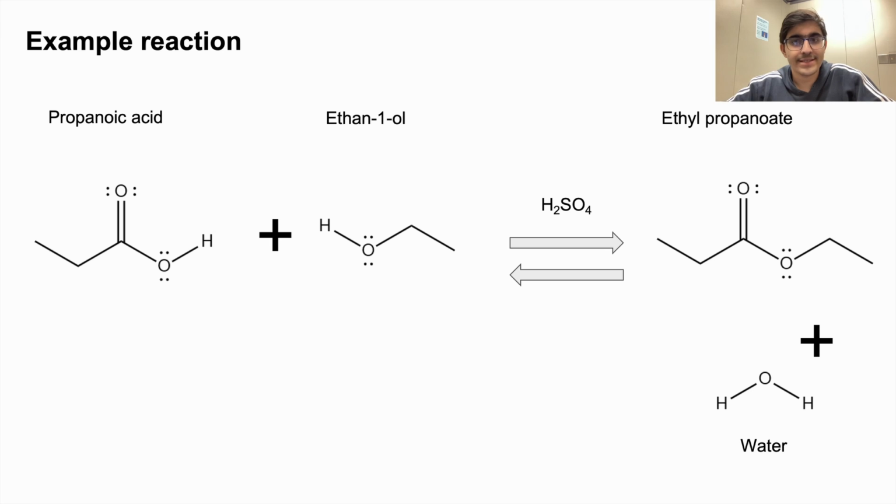And so this is an example of Fischer esterification. Here I have propanoic acid reacting with ethan-1-ol, commonly known as ethanol, forming ethyl propanoate in the presence of a catalytic amount of an inorganic strong acid. And so in general, you have a carboxylic acid, propanoic acid, and an alcohol, ethanol, reacting to form ethyl propanoate, a carboxylic ester, and in this reaction you have water as a byproduct.